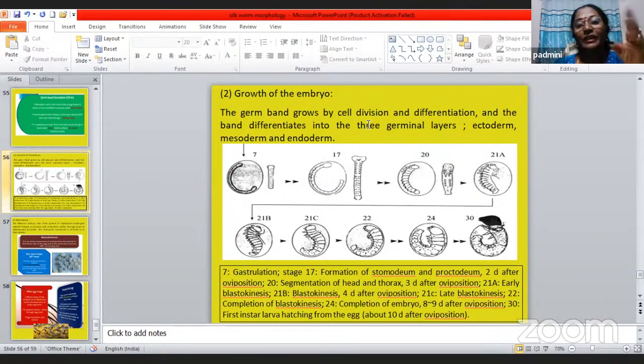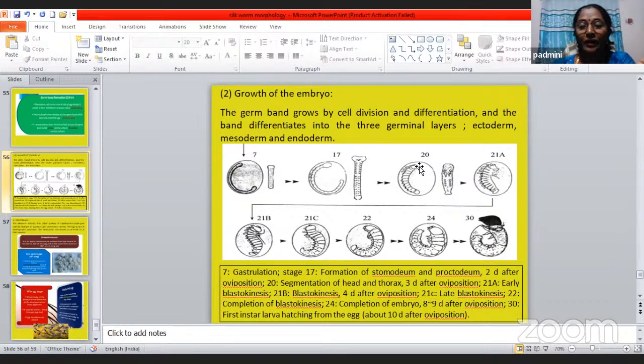That is, they form three layers: the ectoderm, mesoderm, and the endoderm, because they are triploblastic. So they have the three germ layers, the ecto, meso, and endoderm over here. So here you can see the seventh stage. They have undergone gastrulation. The germ band undergoes gastrulation. And the gastrulation moves on to formation of the stomodeum and the proctodeum over there, which undergo segmentation, and they form into head structure.